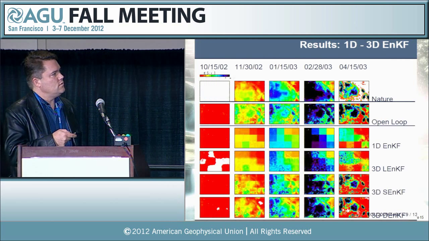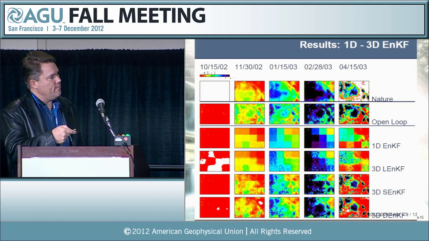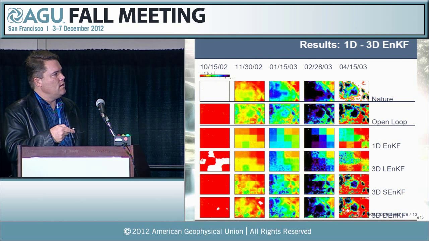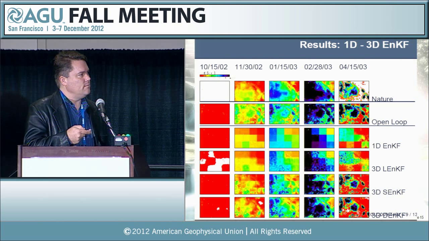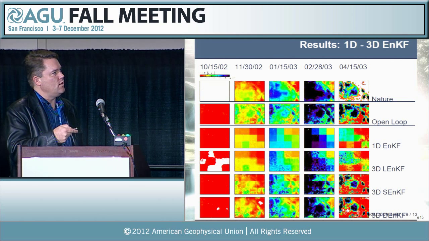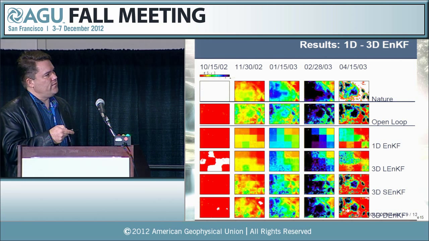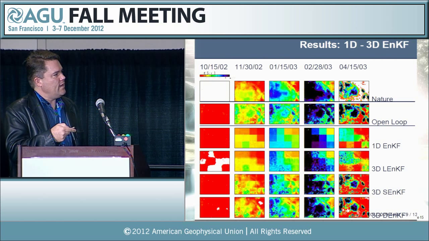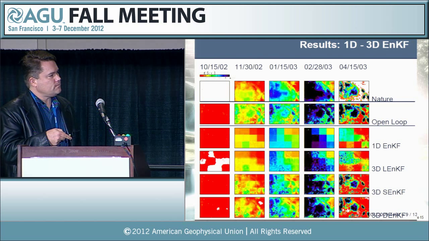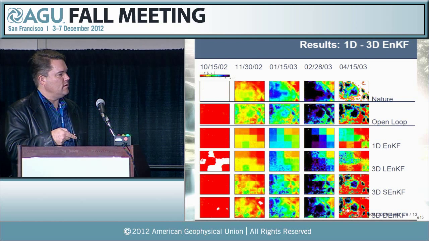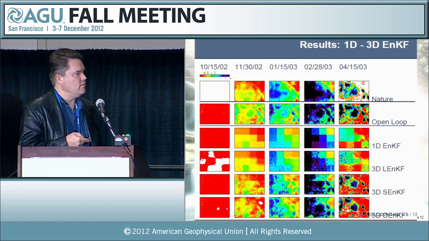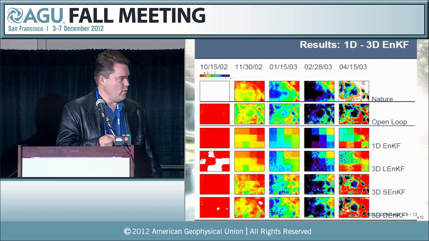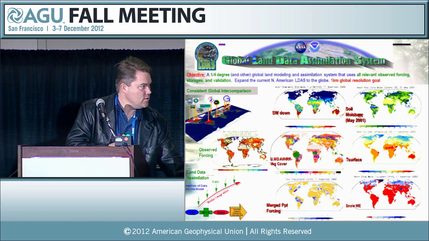So here are the results. We get to the more complicated 3D filters as you get down to the bottom. This is an identical twin experiment where we have a nature run and an open loop. What we want is for our filter result to look like the nature run. And in this case, the more complicated three-dimensional Kalman filters were the most likely to give us a realistic looking field. So we were hoping that it would be simpler than that, but that was the result.